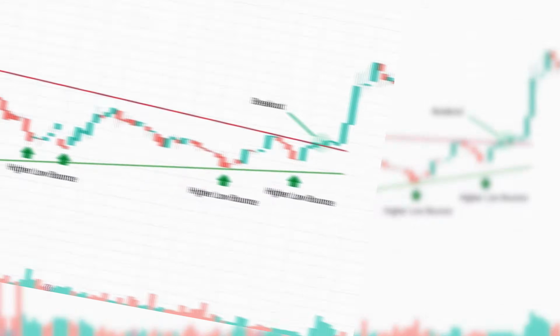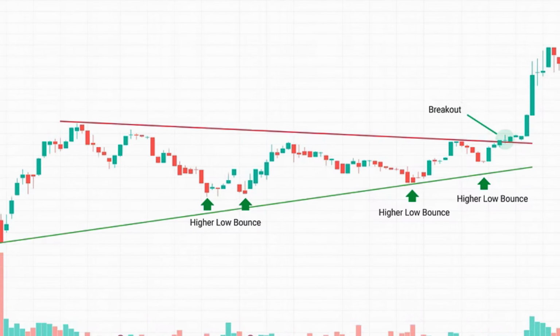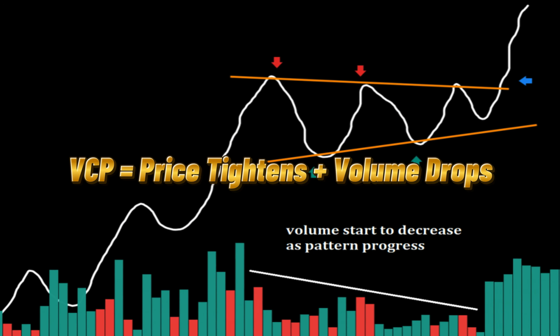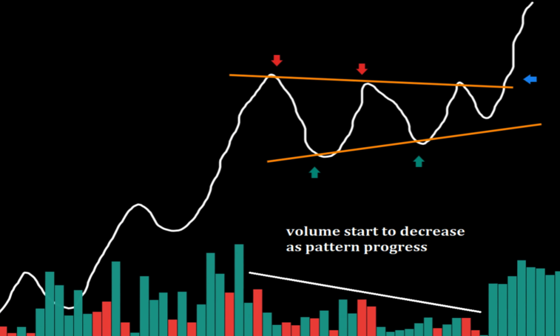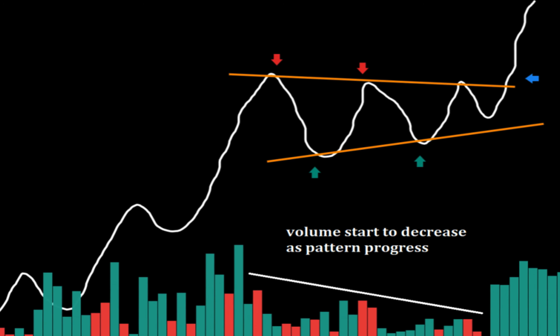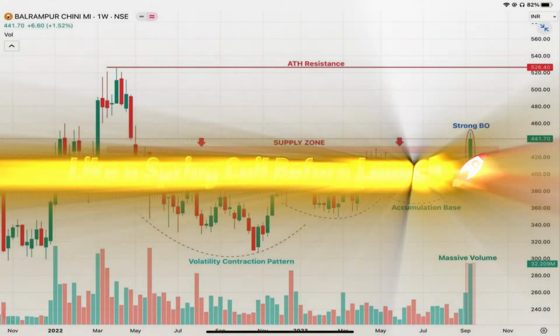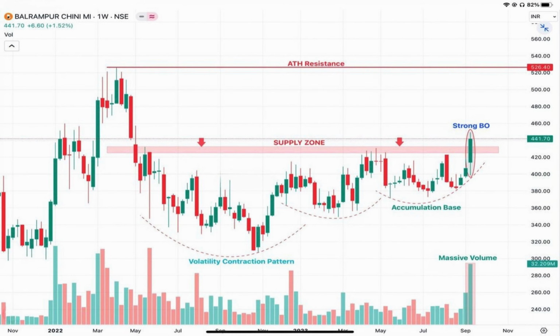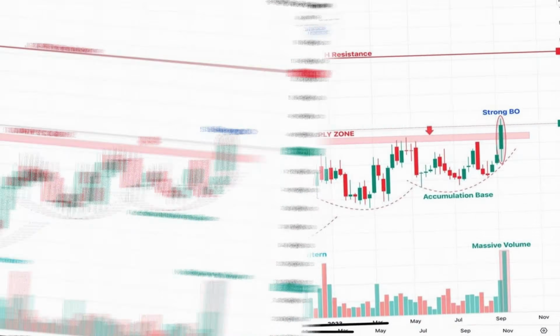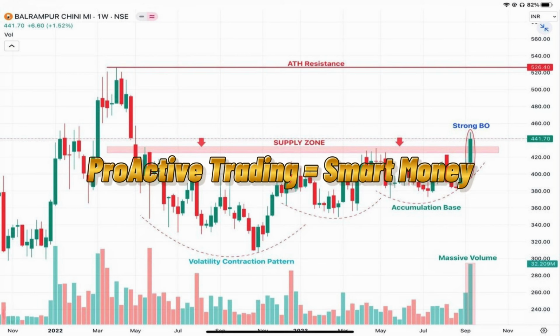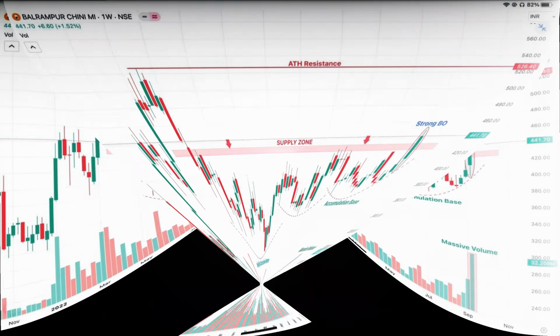The Volatility Contraction Pattern, first popularized by legendary trader Mark Minervini, is a powerful price structure that forms when a stock's trading range becomes progressively tighter, while volume simultaneously decreases. Think of it as a coiling spring. The more compressed it becomes, the more powerful the eventual release. What makes VCP particularly effective is its ability to identify stocks preparing for significant moves before they happen. Unlike reactive trading where you chase price action, VCP allows you to position yourself ahead of major breakouts.